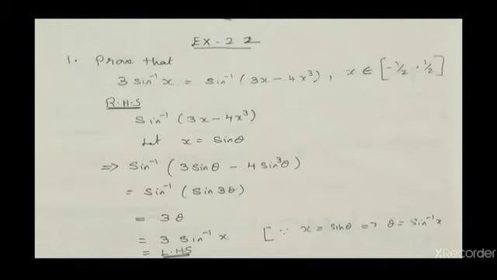So to prove something, first take the complicated side and try to prove the simpler side. So here the complicated side is RHS. So let us start with RHS. When you look at the RHS, the term inside the bracket, 3x minus 4x cube, which trigonometric formula are you reminded of?